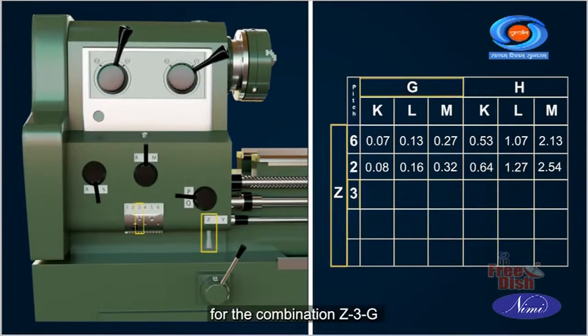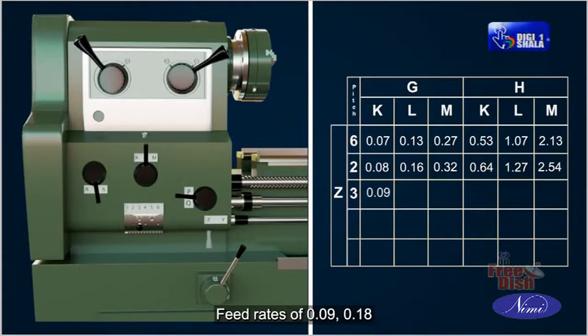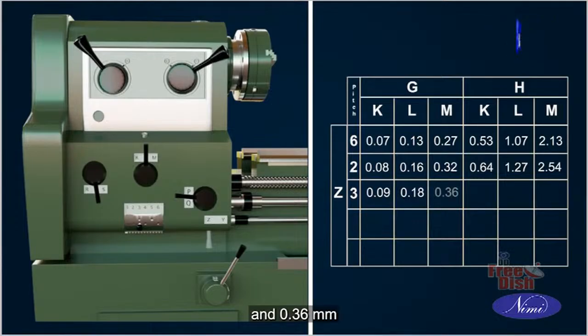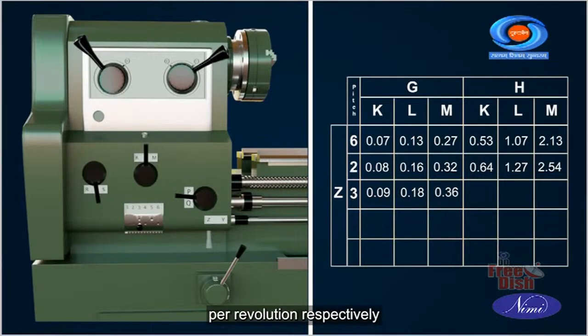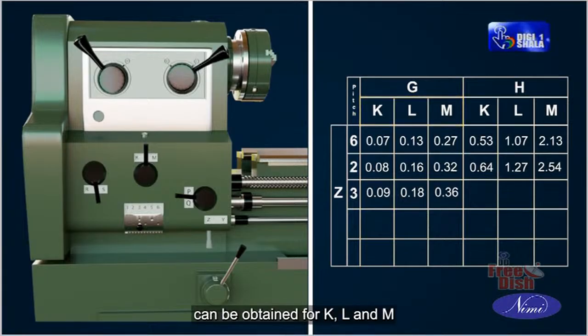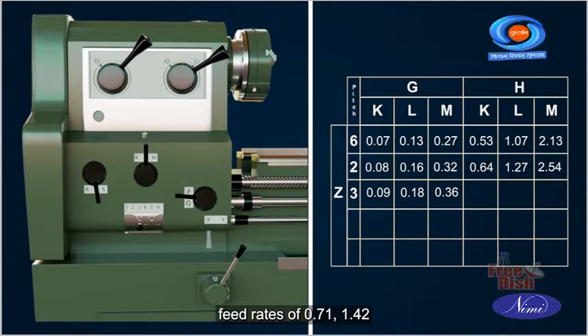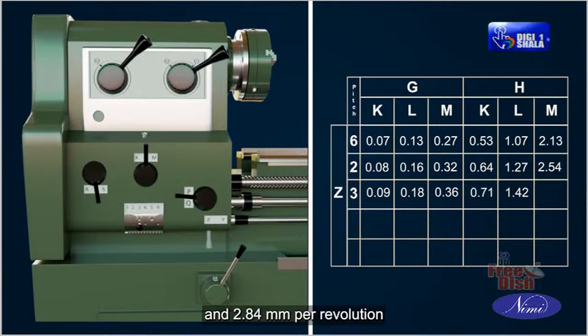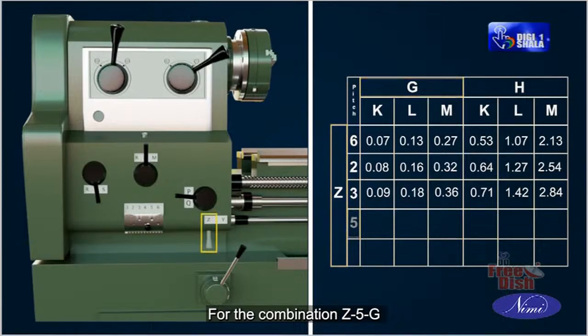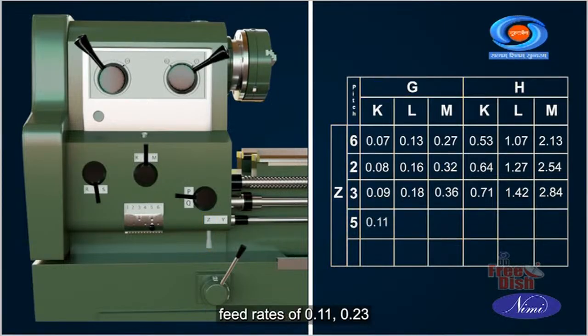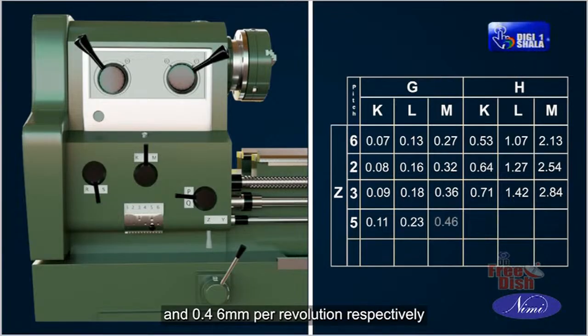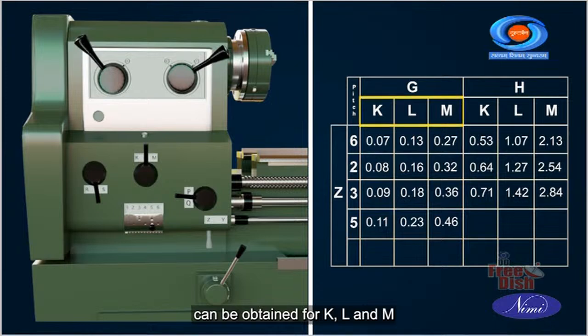For the combination Z3G feed rates of 0.09, 0.18 and 0.36 mm per revolution respectively can be obtained for K, L and M. Similarly, for the combination Z3H feed rates of 0.71, 1.42 and 2.84 mm per revolution respectively can be obtained for K, L and M. For the combination Z5G feed rates of 0.11, 0.23 and 0.46 mm per revolution respectively can be obtained for K, L and M.